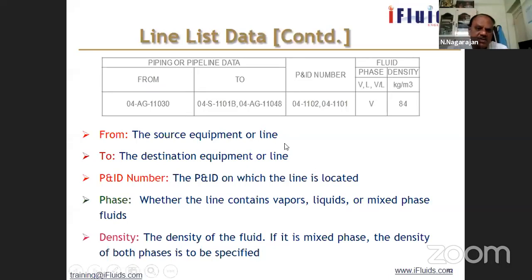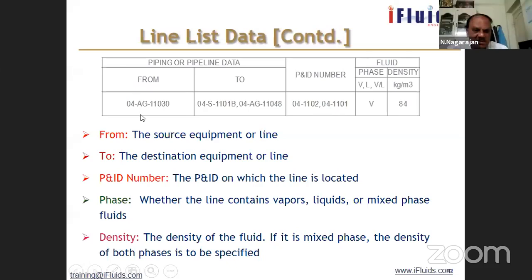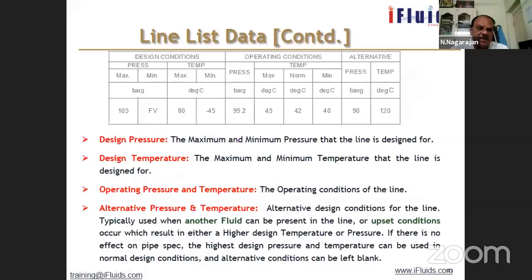The from is the source equipment, to is the destination. It is connecting two points, point 1 and point 2. P&ID number, which P&ID this line is appearing. Phase, what is the condition of the fluid flowing inside, vapor, liquid or mixed phase, and density of the fluid flowing in. If it is a mixed phase, density of both phases you have to give. If suppose you have vapor and liquid, you have to give density of vapor as well as density of liquid.